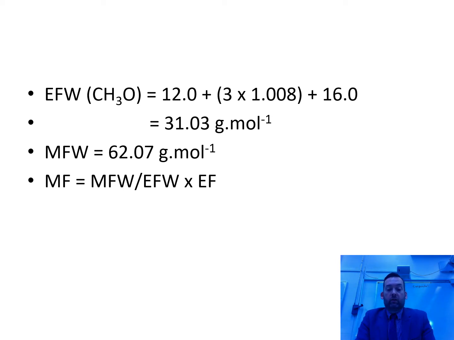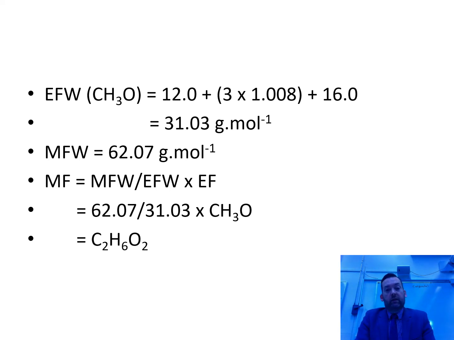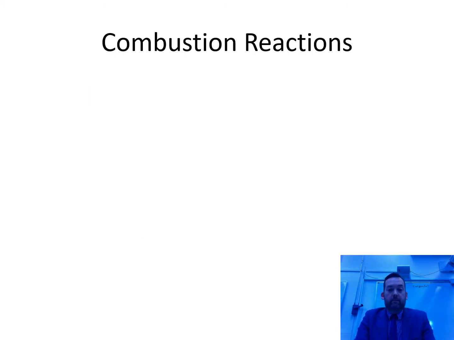We should get a whole number or close to. Now these are experimental results, so we're not always going to get perfect whole numbers, but we should get something quite close. If we do 62.07 divided by 31.03, we get 2. 2 times CH3O, that's the molecular formula of our substance, C2H6O2. Question answered. Now that's a very simplistic one. That's not something you're going to get in a Year 12 exam, but it gives you a bit of an idea about how to start.